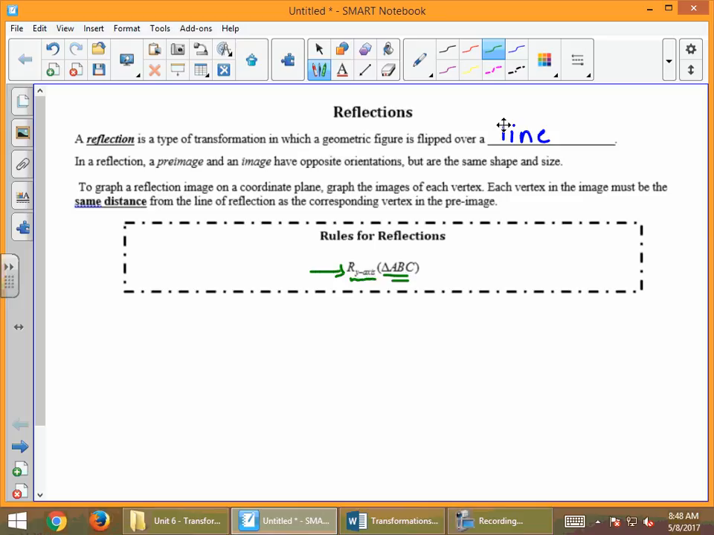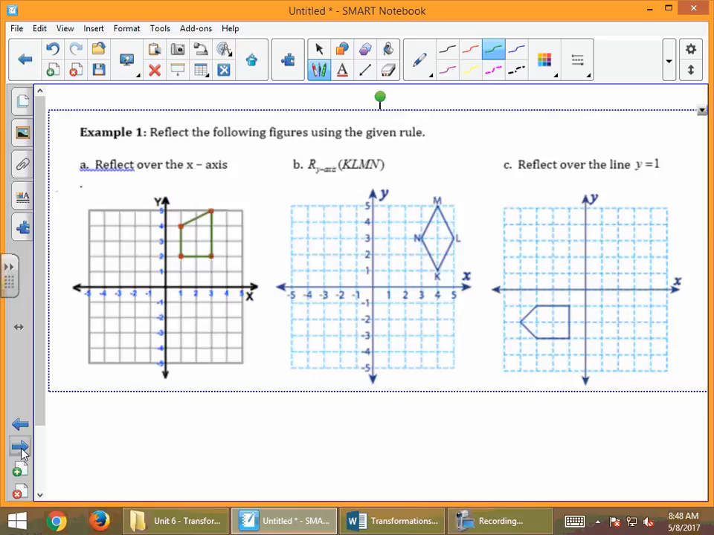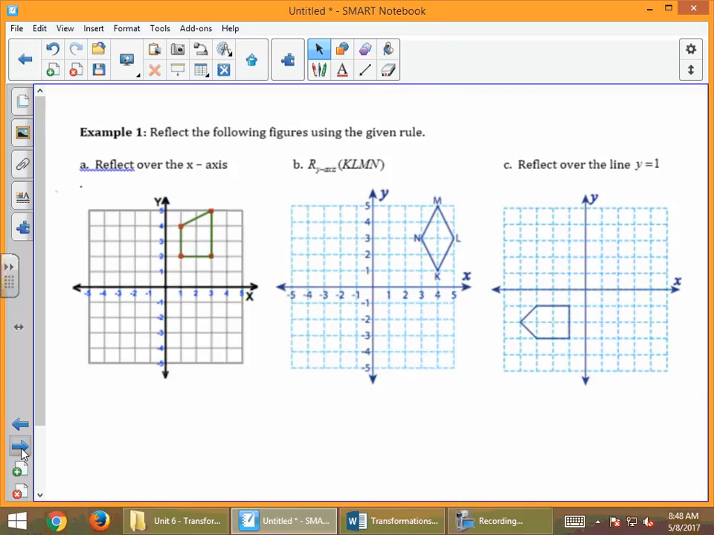Okay? So if we look at some examples, we want to reflect the following using the given rule. So we look at A. Sometimes it's written out in sentence form, reflect over the x-axis. Well, how I like to do reflections is it's telling you to reflect over the x-axis, so I'm going to highlight that. Here's my x-axis, that's what I'm reflecting over. And then all you have to do is count. That's all a reflection is.